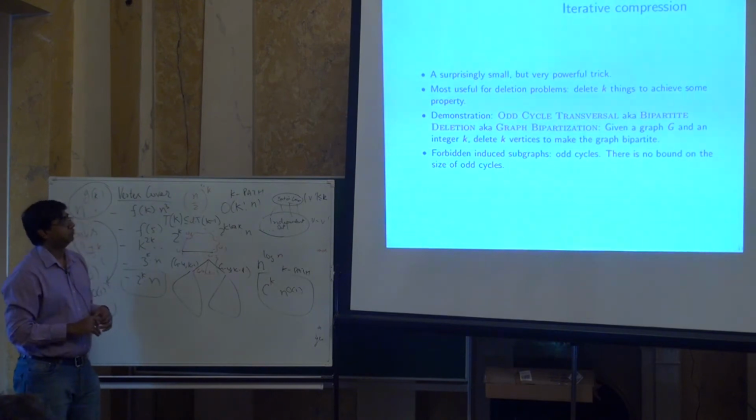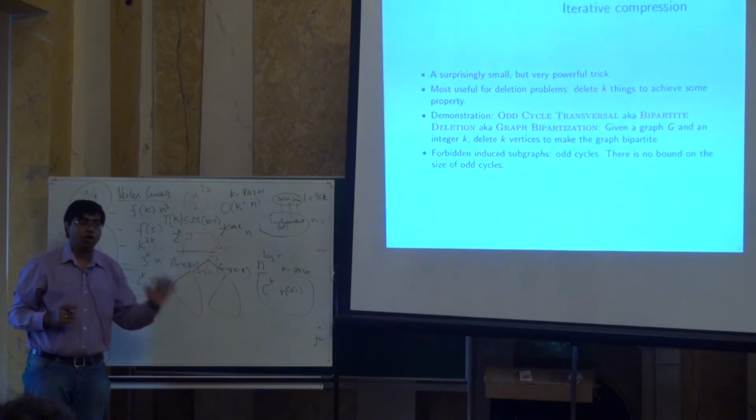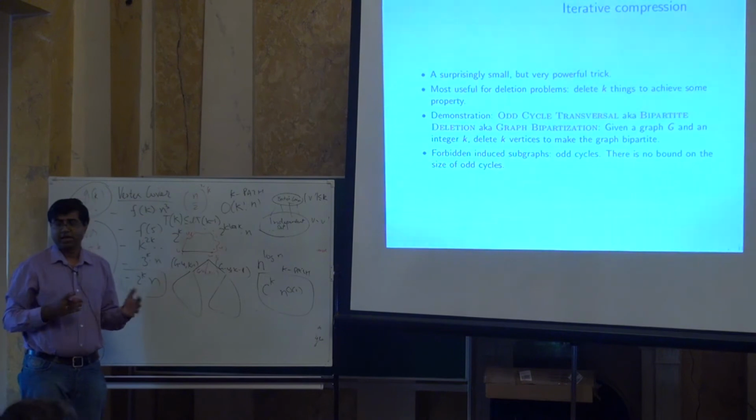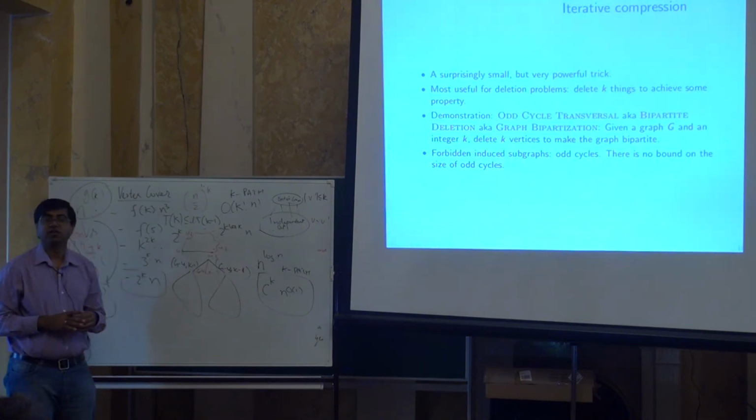Okay? Now, here for odd cycles we do not have a bound. We know that we need to hit all odd cycles, but odd cycles could be of different lengths, and that is not in our control. And that is why just the normal branching strategy does not work.